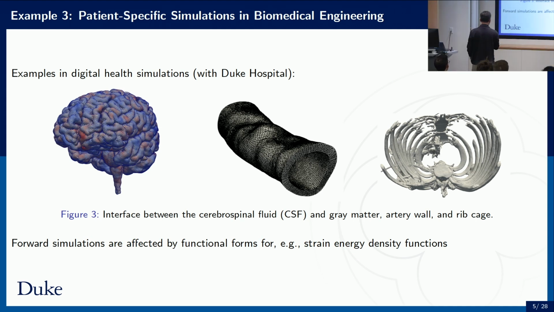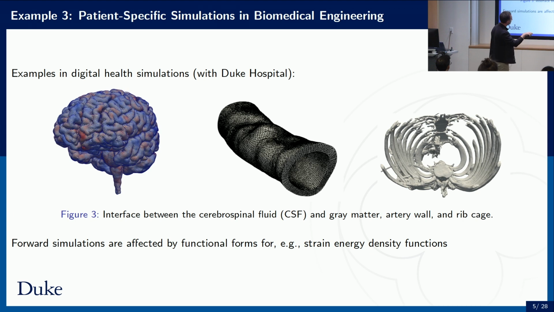Another example, we have seen a lot of things like this today, working a lot with the Duke Hospital. When you are trying to do digital health simulations, those are real patient-specific geometries. This is a brain interface that we use to do TMS simulations. TMS is used to treat brain disorders, like deep depression, for instance. This is something that you would use in the middle for cardiovascular simulations.